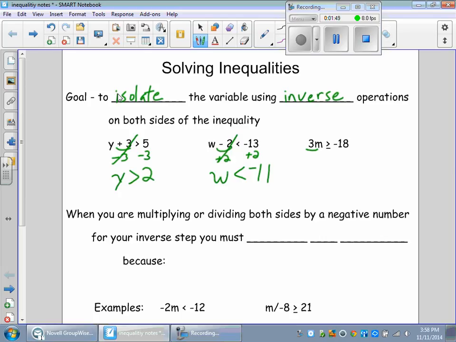Here we're multiplying by 3. The inverse of multiply 3 is to divide 3. So we do that on both sides. Our 3's cancel out. So m is greater than or equal to negative 6.